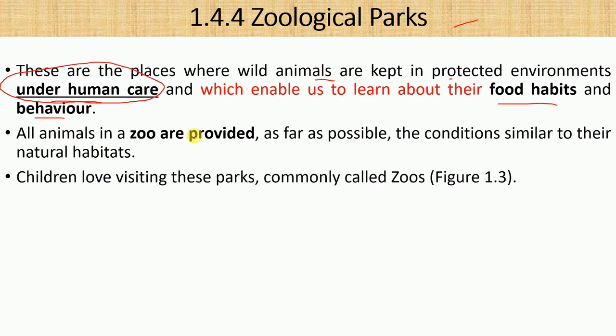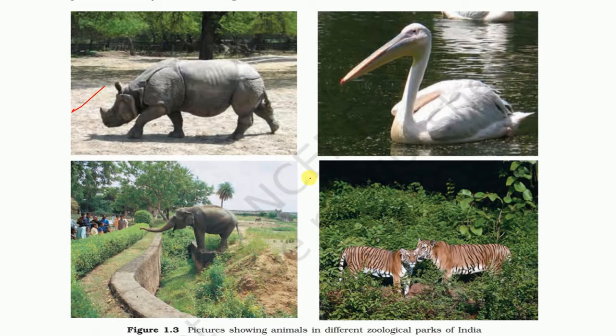So what do zoological parks provide? As far as possible, conditions similar to their natural habitat. You can see here these animals are living in a zoological park, but they are not provided a 2 or 3 BHK flat. Actually, they are living in conditions the same as a natural habitat.